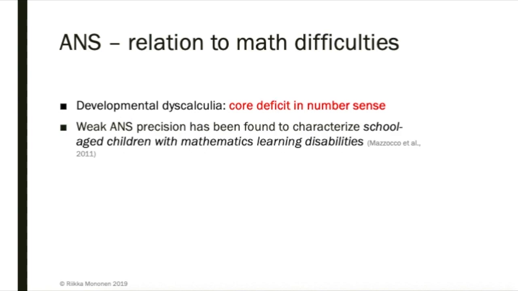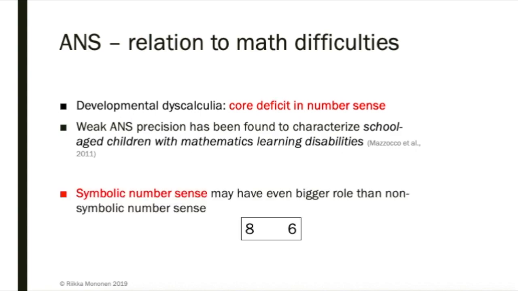The current research findings suggest that having a core deficit in number sense, including thus ANS, is the primary reason for developmental dyscalculia. Often children with mathematical learning disabilities or developmental dyscalculia have weak ANS precision. It has also been found that symbolic number sense might have an even bigger role than non-symbolic number sense. Tasks that tap symbolic number sense are, for example, comparison of two numbers which are presented in number symbols.